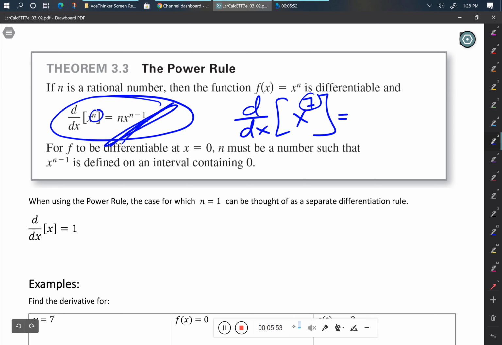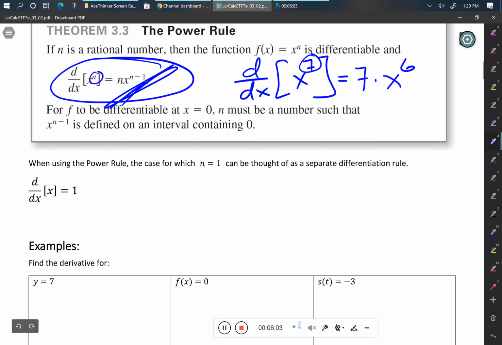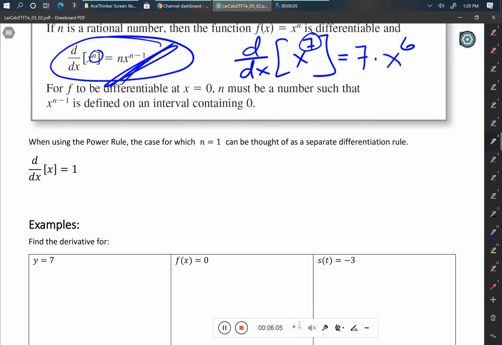7 times x to the 6th. N times x to the n minus 1. Okay. Sometimes some books will write this as a separate rule, but essentially this is just the power rule.